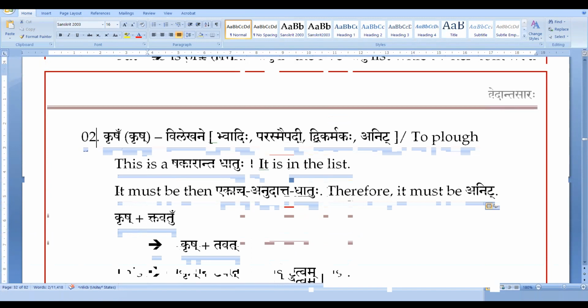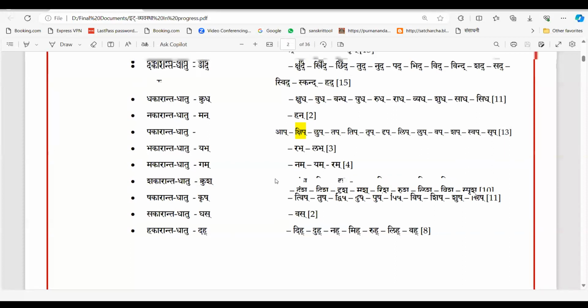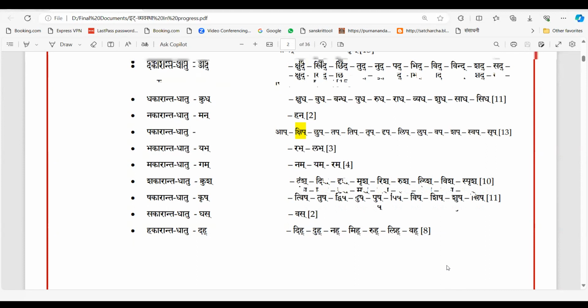Krish dhatu is not in that list. But this is a Shakaranta dhatu, so you have to see whether it is there in this Anit dhatu list. It is there. Krish dhatu, yes, it is there in the Anit list.